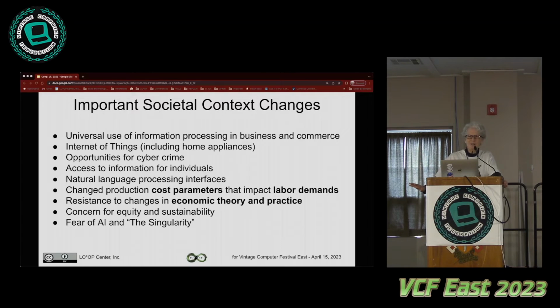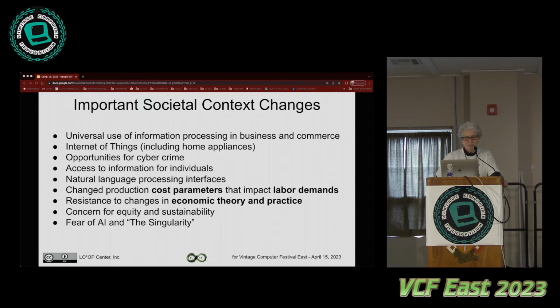IQ is kind of an equity issue. We are not all equal in IQ. We may be equal in our deservingness. We may be equal in our citizenship entitlements. But we're actually not all equal in a lot of other parameters. And we need to look at that and be concerned with it. Of course, sustainability is also a huge issue.